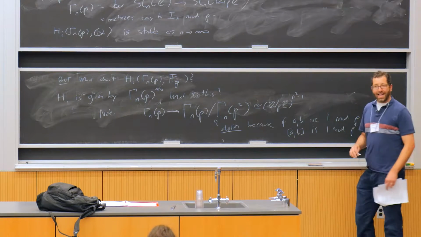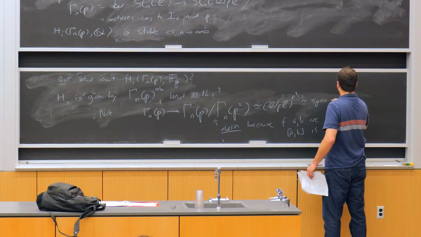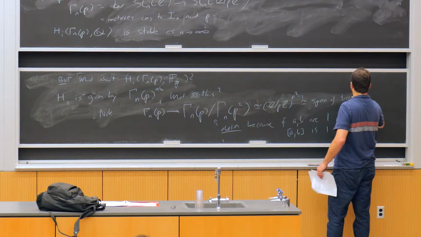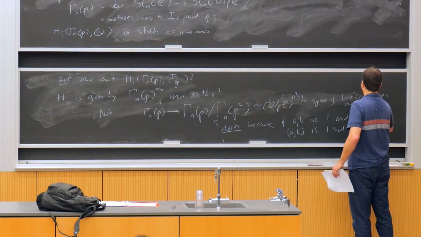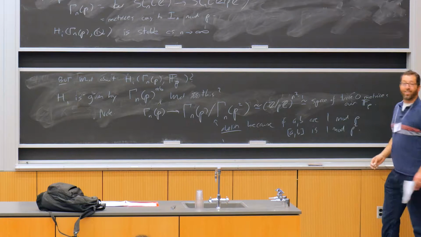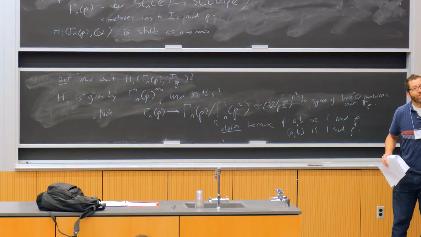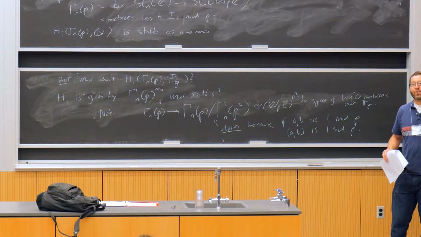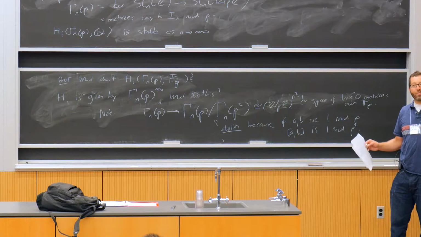A better way to say it is that it's isomorphic to the space of trace 0 matrices over F_p. So now, are there some representation theorists in the room? I feel like you guys are a very diverse group. So if I was talking about SL_n, and then suddenly I'm talking about the space of trace 0 n by n matrices, what did I do? Yeah, it's the Lie algebra, right?